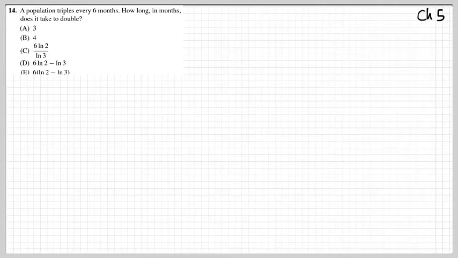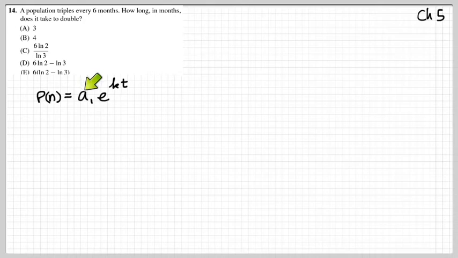Population, it triples every 6 months. And so how long in months does it take to double? Because we're dealing with population growing, this is probably a population growth problem. So I'm going to go ahead and set up a population growth equation. This is the way I like to do it.